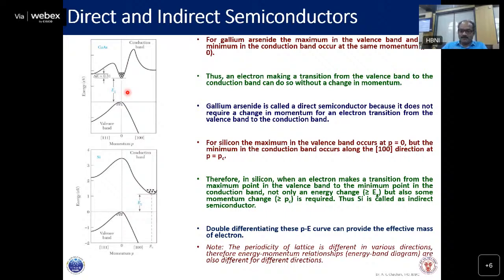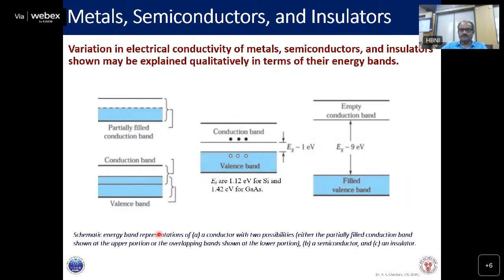The periodicity of the lattice is different in various directions. Therefore, the energy momentum relations are also different for different directions. As you can see here, in this direction it is different, and in this direction it is different. If you try to plot it along 100 or 110, you will have a different curve. The curve may not necessarily be like this. But if you want the same in both directions, on this side also, then the curve will be symmetric.